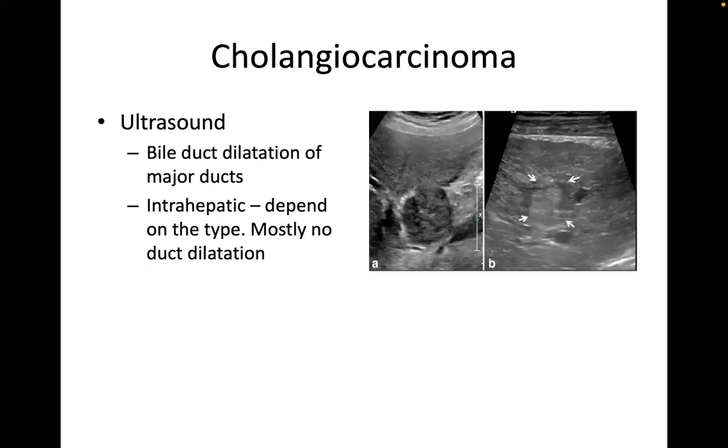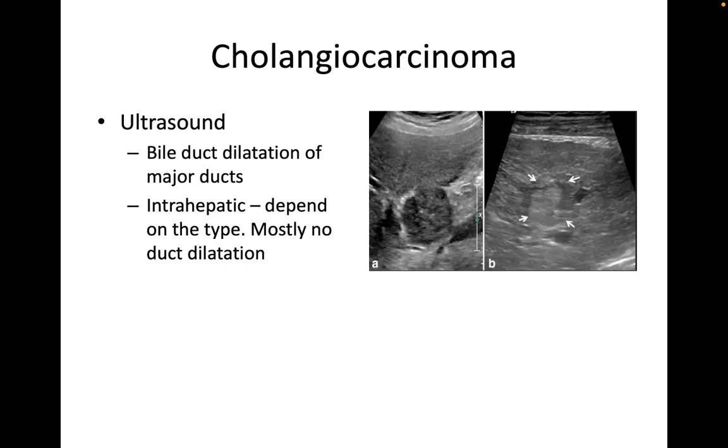These are the ultrasound findings. If you look closely there, you can see the bile ducts. Sometimes if you have a centrally located lesion, you can have bile duct dilatation, especially of the major ducts. There are also different types of cholangiocarcinomas, and what you see mainly will depend on the type of the tumor itself. But I think here we can see the ducts that it can cause.